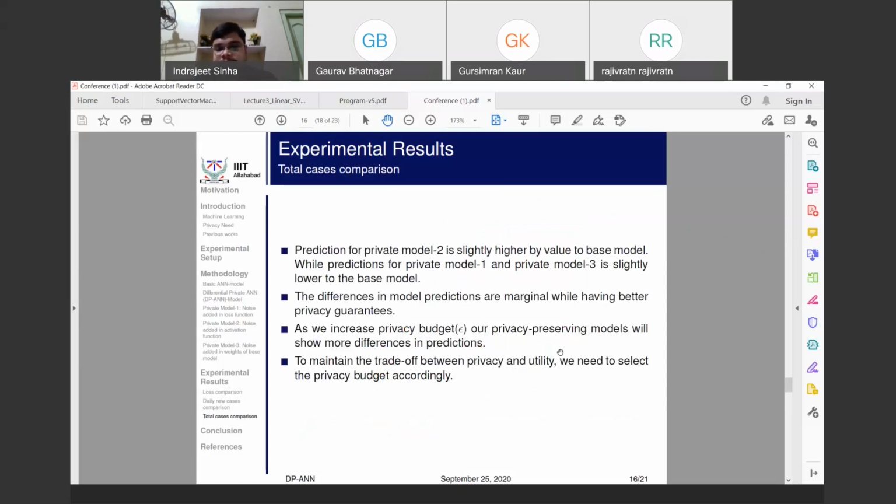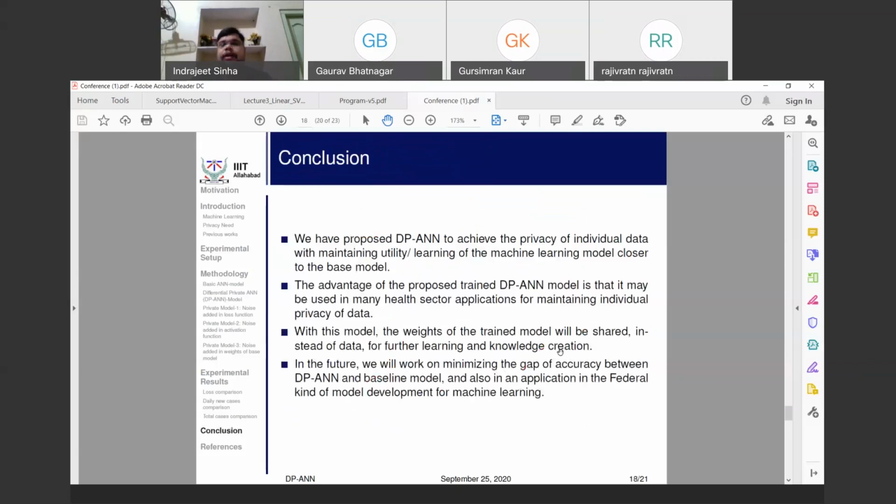As we decrease our privacy budget epsilon, our privacy preserving model will show more differences in prediction. However, this will make our predicting model more private. To maintain this trade-off between privacy and utility, we need to select a privacy budget accordingly. At last, I said that these private models can be used in different perspectives, because health data are very sensitive to every individual. So these differentially private models can be used as basic models, and you can use them in further aspects.